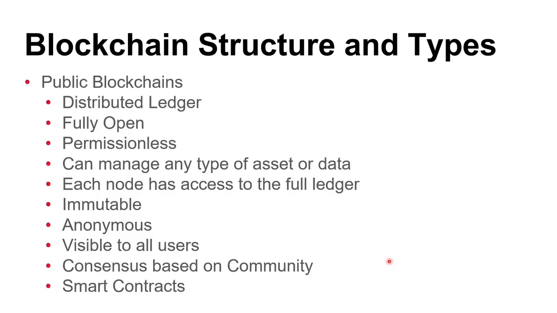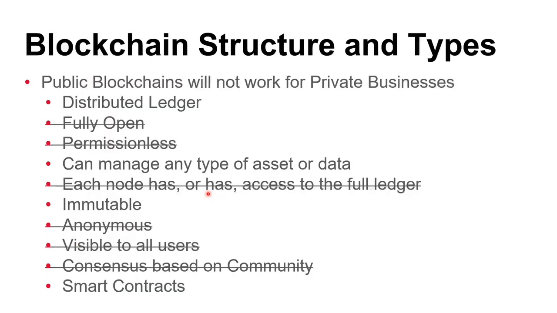Well, in order to work in a private business, not all of these attributes would be welcomed. If we wanted to set up a transaction system or a blockchain between businesses or within one business, we probably would not want all of those same attributes. We might not want fully open. We might not want permissionless. Each node having access to the full ledger. We don't want anonymity.